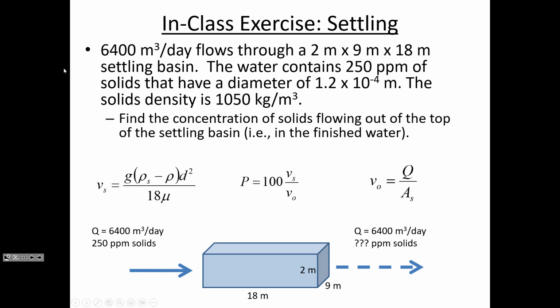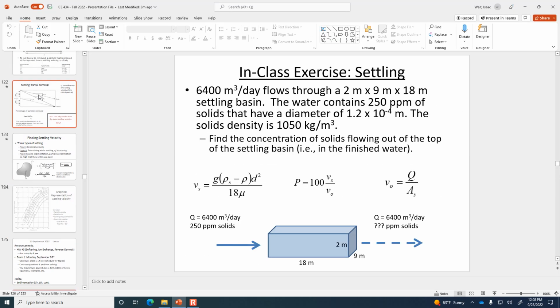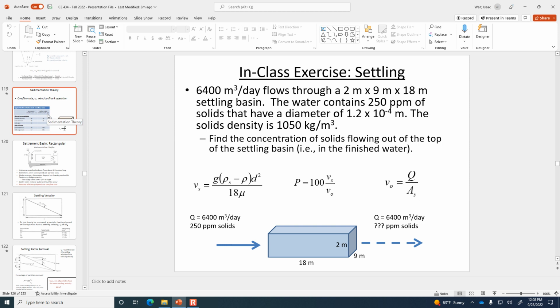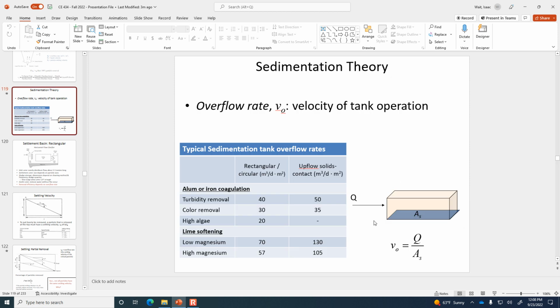And what we know is that the settling basin dimensions are 2 by 9 by 18. And so you can see which dimensions I refer to. And the reason why it's important for you to know these dimensions in particular is remember that the surface area, that is the applicable surface area to calculate the loading rate, is that bottom surface area.